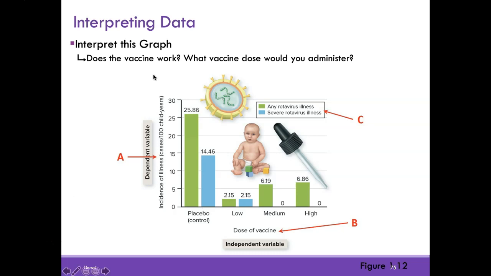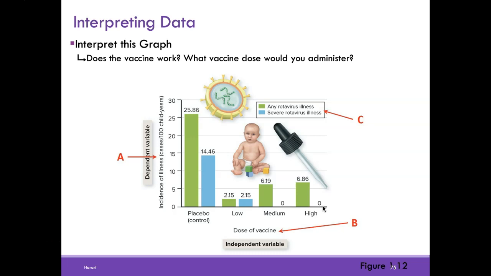So let's interpret this graph by looking at the green first, for any rotavirus illness. What we should do is compare the low, medium, and high dose to the placebo. What you're looking at on the y-axis, the dependent variable, is the incidence of illness, which is the cases per 100 child years. I know that's a little weird, but for example, if they looked at cases per 100 one-year-olds, they saw 25 of them with the placebo had rotavirus, but when they gave the vaccine, that got greatly reduced. So clearly the vaccine works.